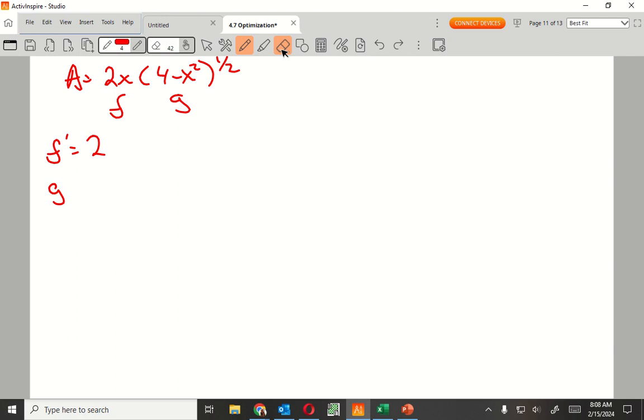So let's use U. So what would I U? 4 minus x squared. Yeah, so I would say U is four minus x squared, and then U prime is going to be negative 2x, right?